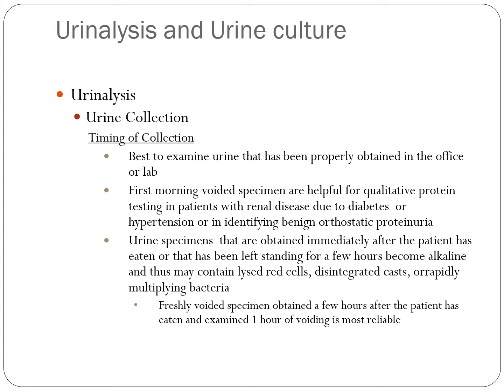Urine specimens that are obtained immediately after the patient has eaten or has been left standing for a few hours become alkaline, and thus may contain lysed red cells, disintegrated casts, or rapidly multiplying bacteria. A freshly voided specimen obtained a few hours after a patient has eaten and examined within 1 hour of voiding is the most reliable.